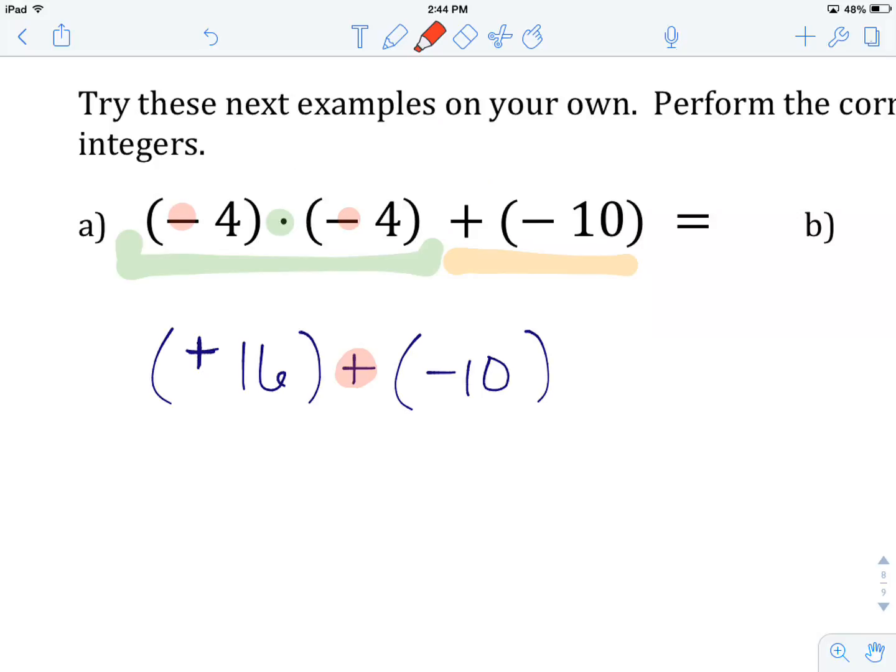So in this case, the integers have different signs. So what we're going to have is actually an integer that's a combination of these two. So let's look at the bigger integer. Which is the bigger of these two integers? It's the 16. That tells us that the sign of our answer is going to be positive. And 16 and 10, when combined, a positive 16 and a negative 10 results in a difference of 6. Which means that our answer is going to be positive 6.